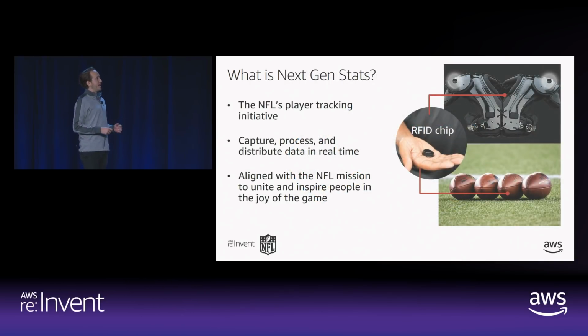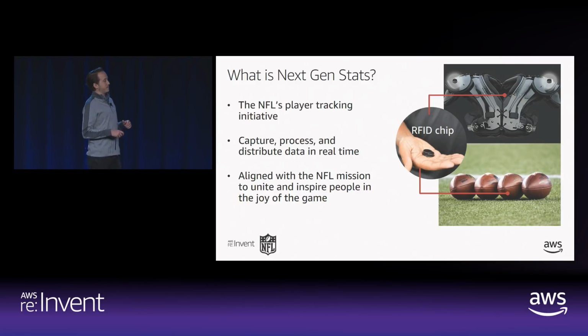Now, what is Next Gen Stats? Next Gen Stats is the NFL's player tracking initiative that we launched in 2015. It's an RFID-based system that allows us to record every player's locations with XY locations, their speed, distance, et cetera, and other base metrics. You can see in the image on the right, we have RFID chips that are inserted into each player's shoulder pad on their left and right side.